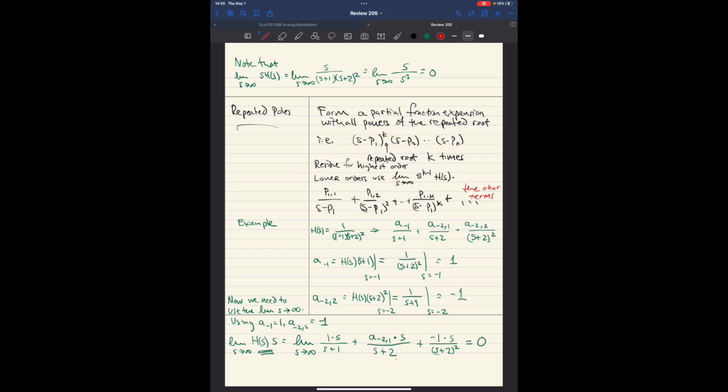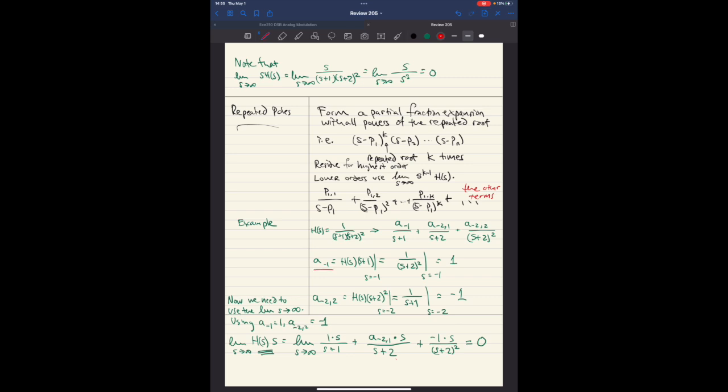Then what we do is include all the possible powers up to k, if it's a k-order or k-repeated root. And once I include all of those, I can treat the last one with the residue method. I'll do my other terms with the residue method as well. So coming down here, you can see that at work.